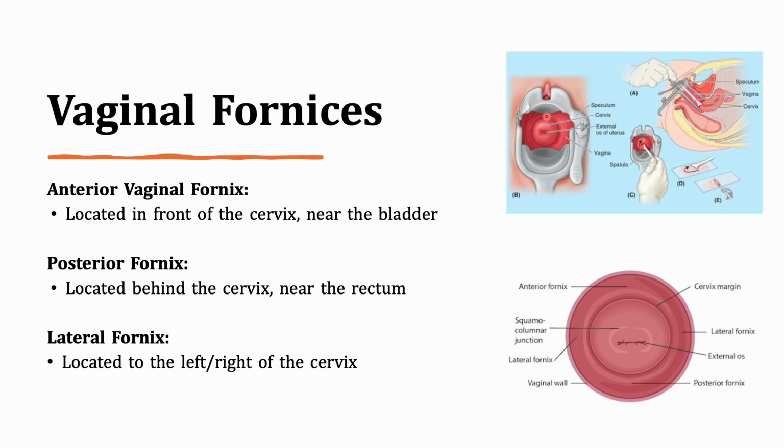So this would be the anterior. If you're using a speculum, here's the cervix, so the anterior would be closest to the bladder. And there's the bladder. And then the posterior would be closest to the rectum, and we see the rectum over here. So this is the posterior. And then we'd have two lateral fornices on the right and the left. And you can see those on speculum exam as well.